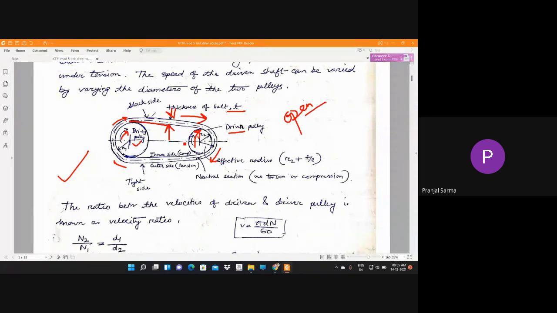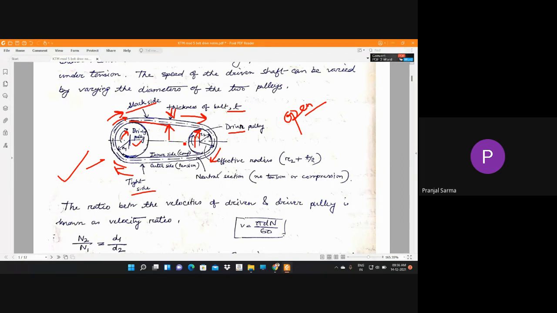While doing that operation, there are basically two sides developed in the belt: the tight side and the slack side. This side is as if it is pulling the belt towards this pulley, so it remains under high tension, and this becomes the tight side. In this portion, the belt is leaving that pulley, and this side of the belt becomes the slack side.